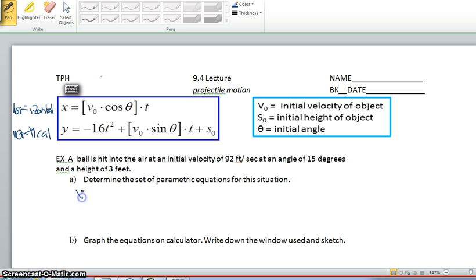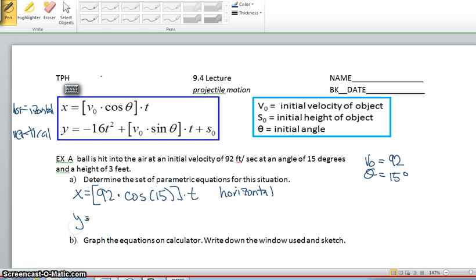Our first one, let's write for our horizontal distance. So x is equal, v naught here is the initial velocity, which is 92. 92 times cosine of theta. Theta we know is our initial angle, which is 15 degrees, times time, so times t. Okay, so here we have our horizontal.